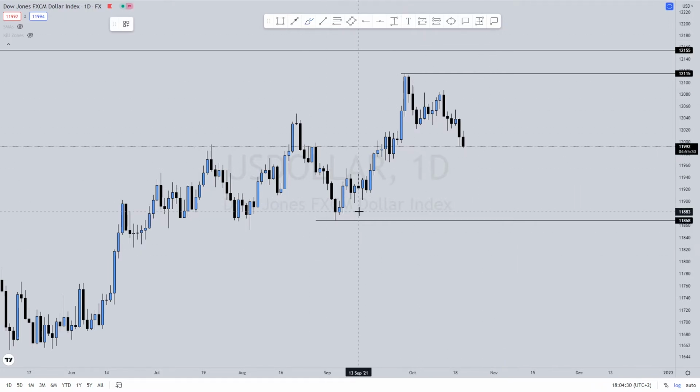As long as price stays above this region here at 11868, we most likely will still be bullish. But on our weekly time frame, we can see the price changing direction.